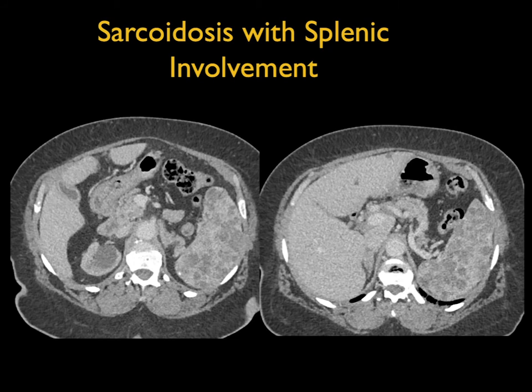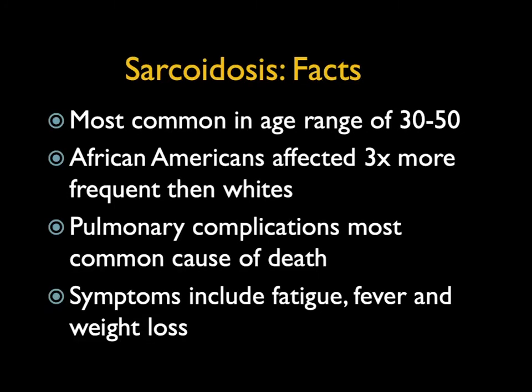I think it's very difficult. Okay, age, history, the patient really isn't as sick, but you have to consider lymphoma in the differential diagnosis. Remember we mentioned age, so in older patients, lymphoma is more common. African Americans are 3 times more frequently involved by sarcoid than whites. Symptoms, fever, weight loss, fatigue, all sound like malignancy.